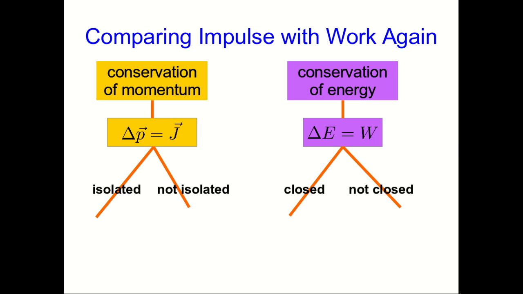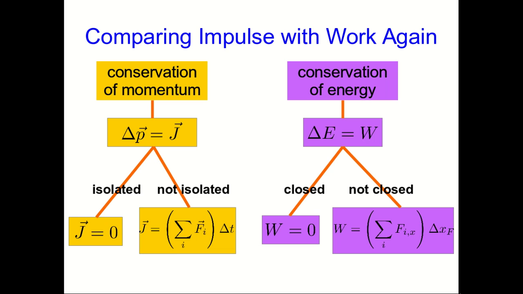And now it splits into cases. Either we are in an isolated or not isolated system, or a closed or not closed system. And in the isolated or closed cases, the impulse or the work just end up being 0. And in the not isolated or not closed cases, we end up with equations for how to calculate impulse and work, which look extremely similar to each other. And so overall, you can see that these theories are very, very similar in their structure.